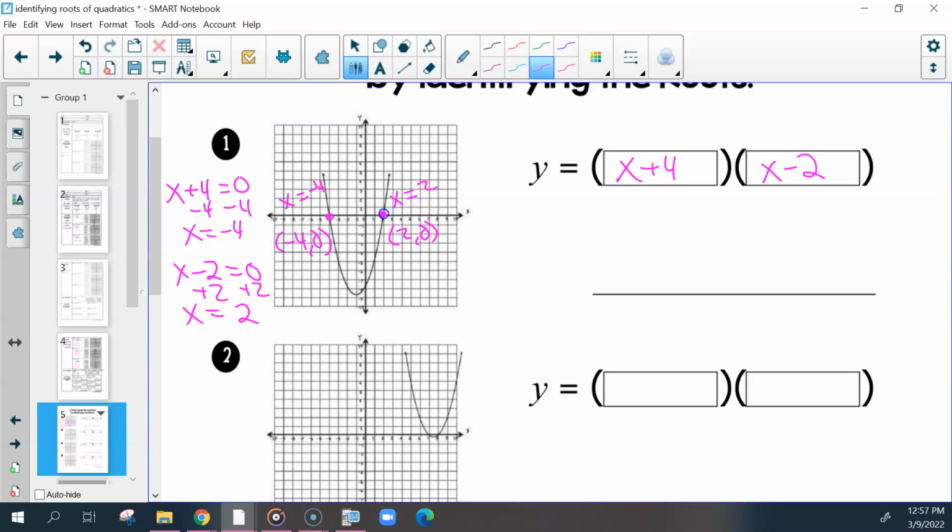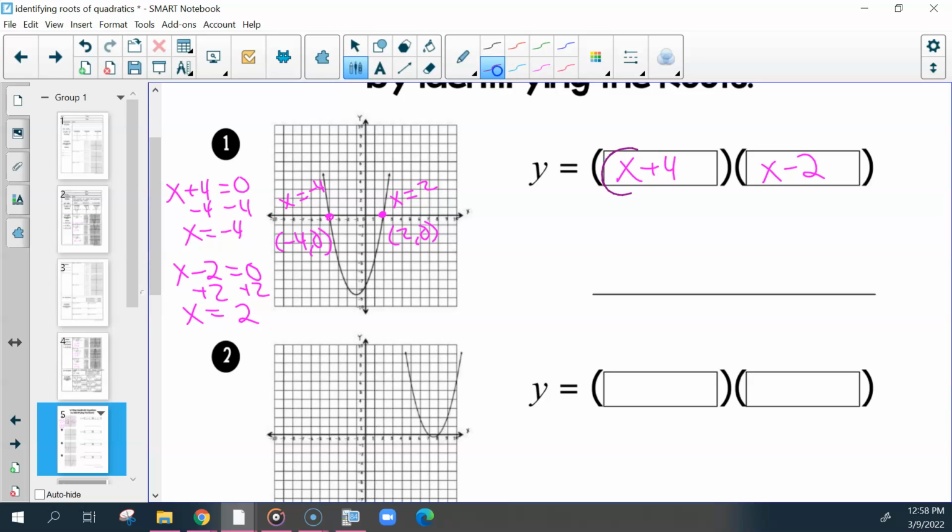So in order to write this in factored form, we take the sign and we flip it, or do the opposite. So that's one part of this, taking whatever your zeros or solutions are and writing the opposite sign. The second part is writing the equation of this line. So to do that, we're going to multiply this back out. We did this when we were factoring to see if it worked. Now we're going to do this to figure out what our actual equation is.